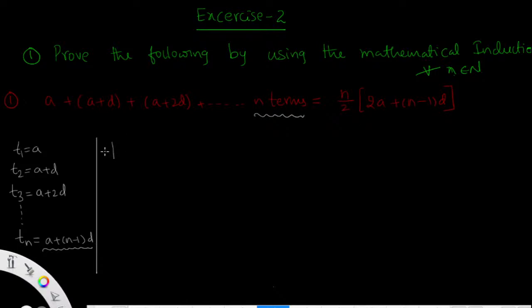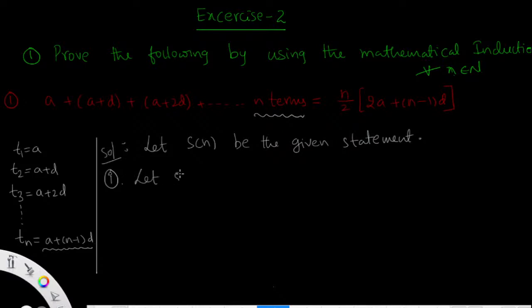So the first proof: whatever the question is, let it be treated as S of n, the given statement. The basic step is case 1, that is, if n equal to 1. So in the basic step, case 1, let S of n be true.